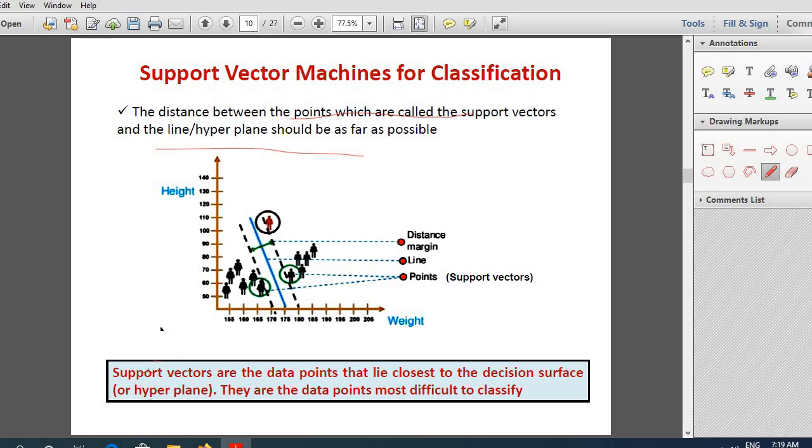So I told you that support vectors are the data points that lie closest to the decision surface or the line or hyperplane. So these are actually the decision makers, right? These are the main problem creators while classification. So if we choose a line which is farthest away from the decision points or support vectors, it would be the best line. That is the main concept behind this.